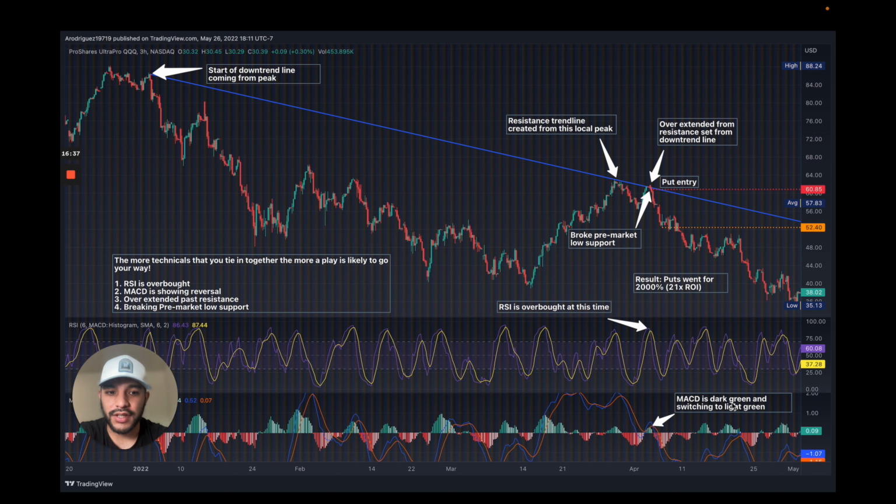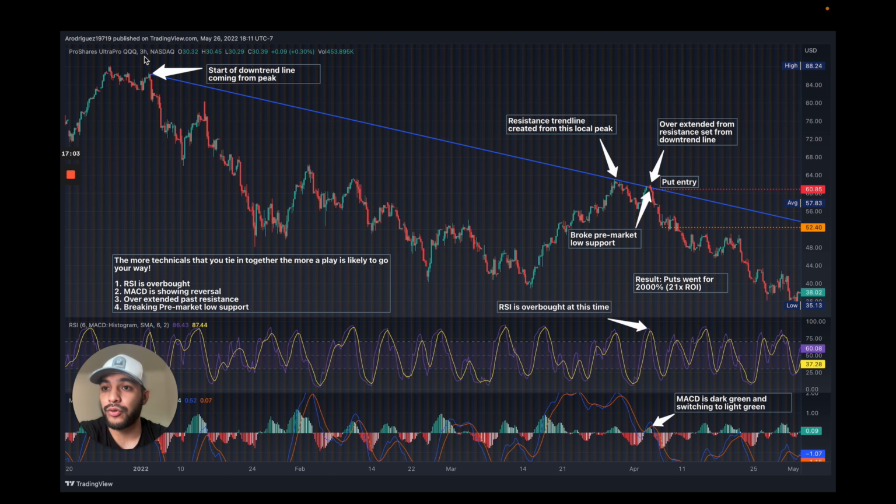MACD is dark green and switching to light green. So it's peaking and starting to come down, right? And so when it comes down, just like a roller coaster ride, we fly down, right? So dark green to light green, RSI is extremely overextended. And then number 3, overextended past the resistance line. Number 4, entry was breaking pre-market low support. So the moment that we broke that pre-market low support, we entered in our puts.